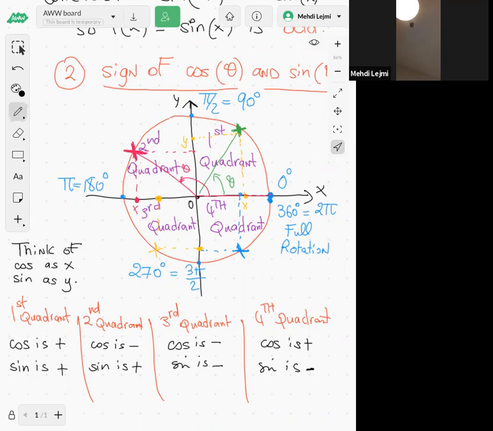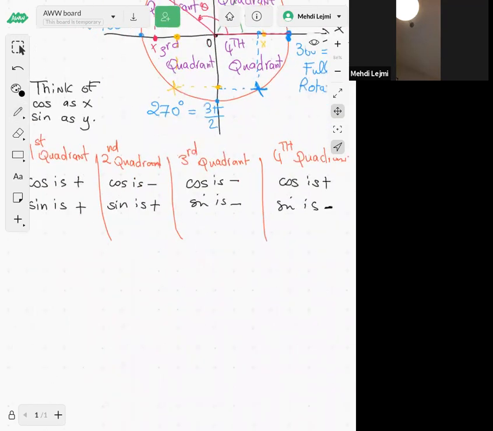next and the last property is property number 3. And then after that, guys, I'm going to show you how to compute the cosine and sine of any angle in general. So the last property, which is a very important property of cosine and sine, is called the periodicity of sine and cosine.